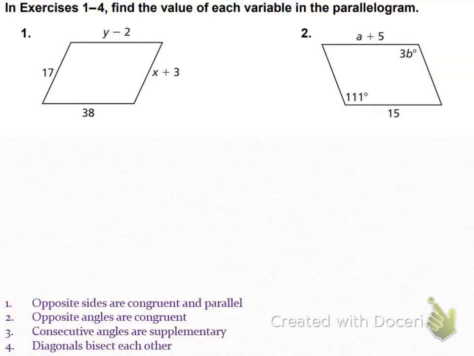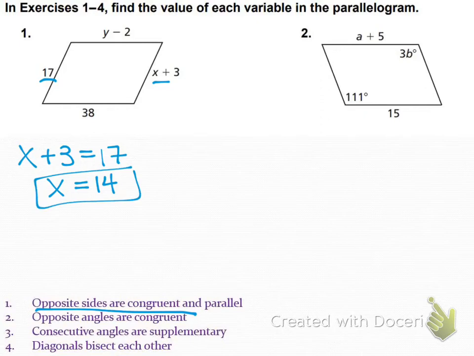So we're going to use those properties in the bottom four below. I left the properties down here, but you also have them to refer to at the top of your paper. Okay, so number one, we have X and Y. Would we like to solve for X or Y first? X. Is it a side, an angle, or a diagonal? It is a side. So we know opposite sides are congruent. They're also parallel, you know. But opposite sides are congruent is important because what is X plus 3 going to equal? 17. So that means X equals 14. We're going to subtract.